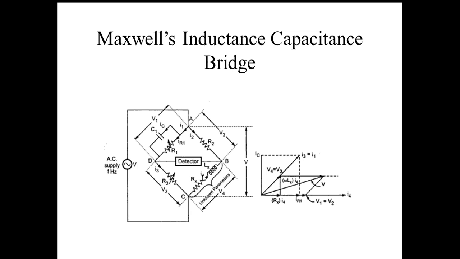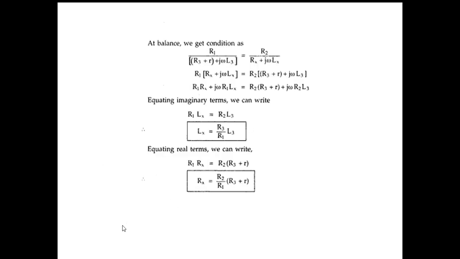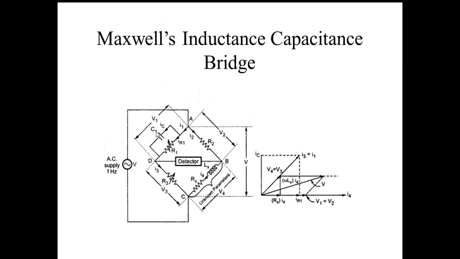These are the unknown parameters. Okay. So on calculating further, we are going to get this value. In that case, Lx was equal to an expression in terms of L3. Here it will come in terms of C1. Okay. Because C1 is the only capacitance that is present in the circuit.